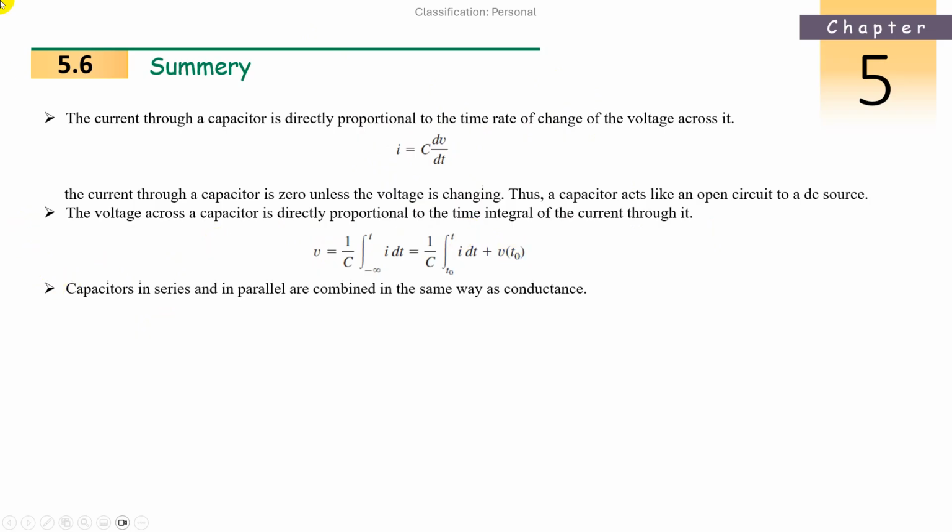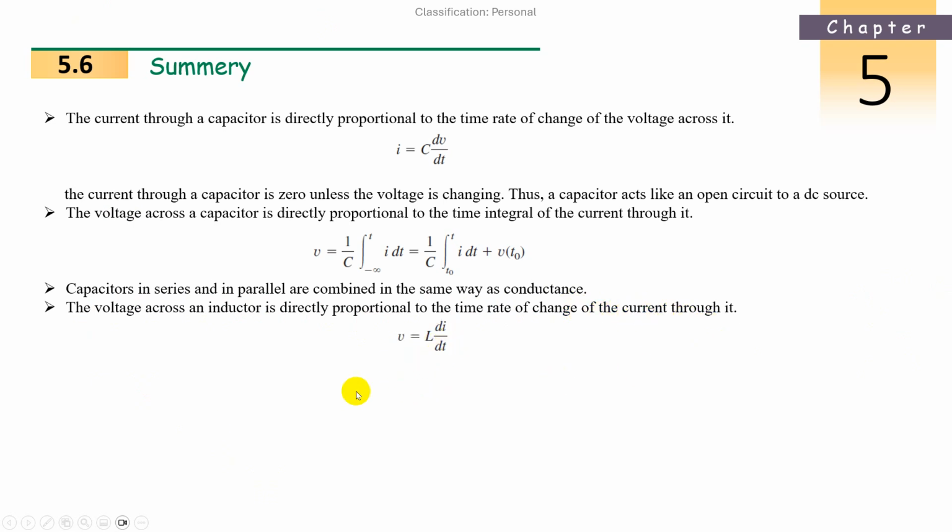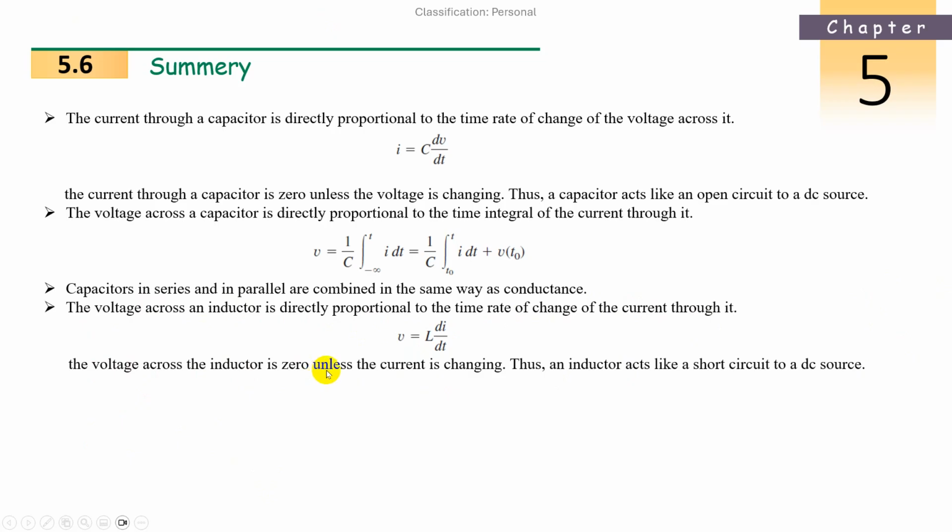Now next, capacitors in series and in parallel are combined in the same way as conductance, opposite to the inductance. Now in inductance, the voltage across an inductor is directly proportional to the time rate of change of the current through it, L di by dt. Now the voltage across the inductor is 0 unless the current is changing. Thus the inductor acts like a short circuit, because only if the current is changing will it store energy. If it is DC current, it will act as a short circuit.